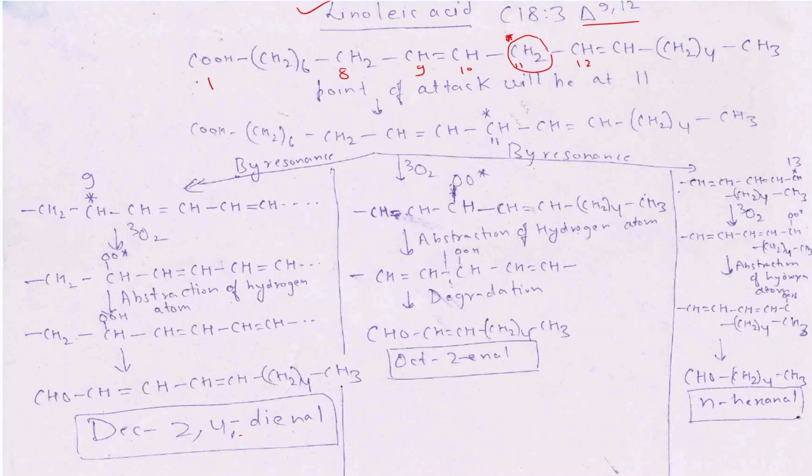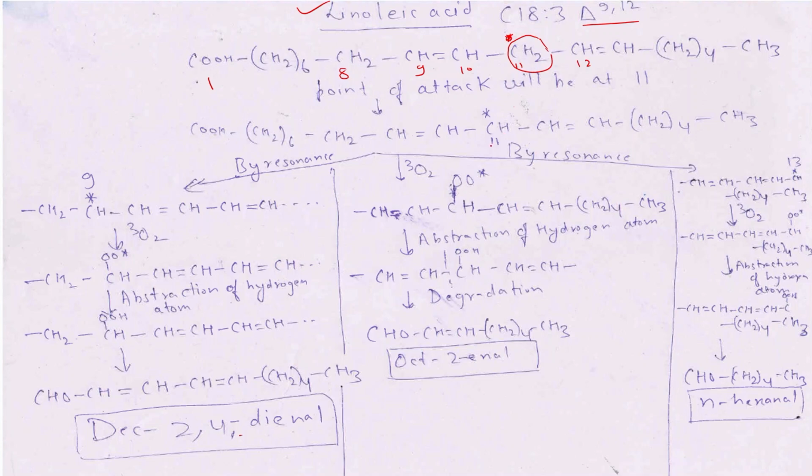So the point of attack will be at 11, and then by various metals, by various catalysts, that hydrogen atom will be abstracted as shown in the slide. Whenever a free radical is written, one hydrogen atom is always to be removed. So you cannot write it here as a free radical because a hydrogen atom is attached here. So be careful when you are writing the structure.